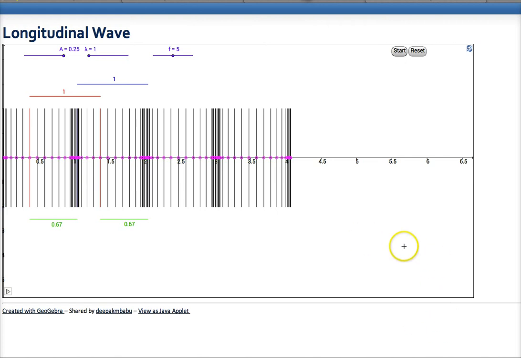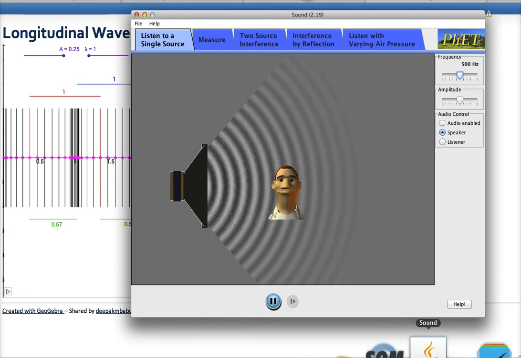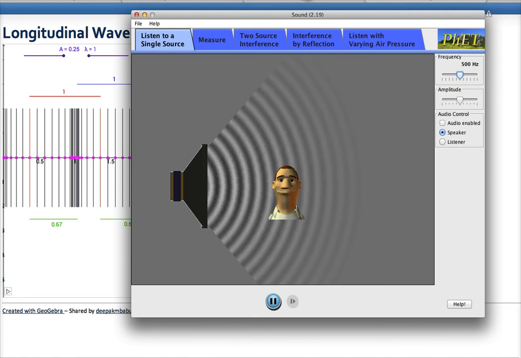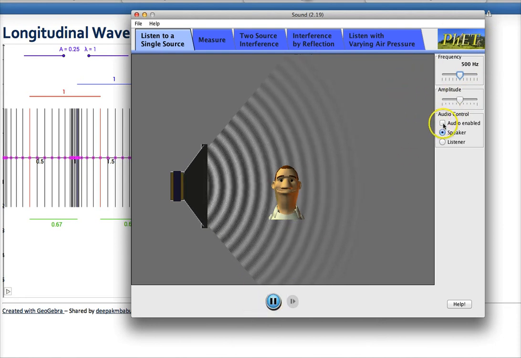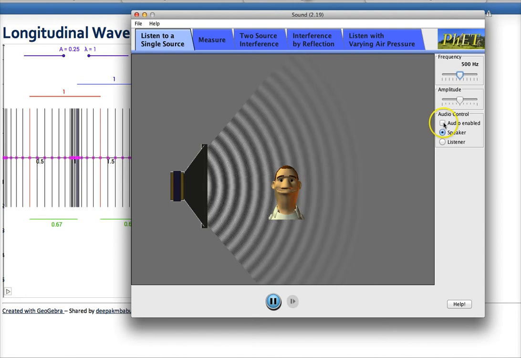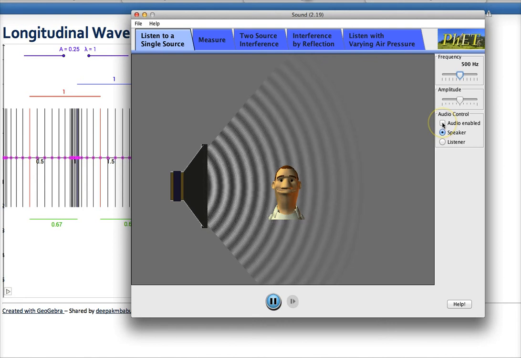Okay, good. Now what I'm going to do finally is just look at this experiment here, and I'm hopeful that you can hear this. So I'm going to turn this audio enabled switch on, and I want you to tell me whether you can hear this at all or not. Okay. 3, 2, 1. Can you hear the sound?